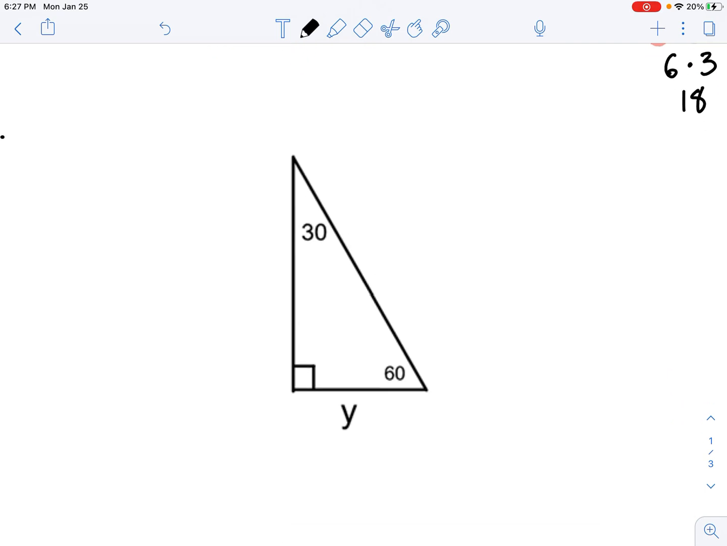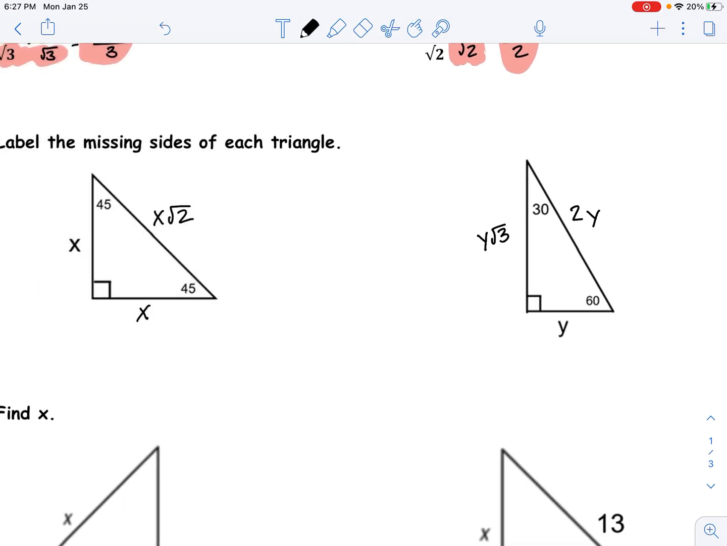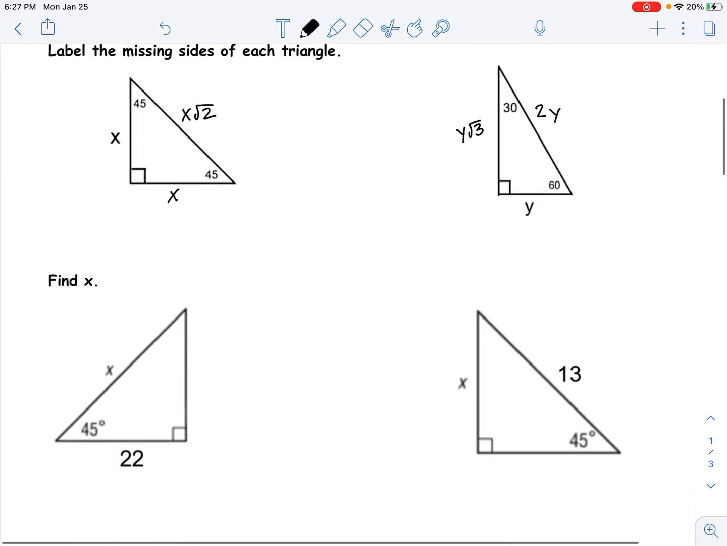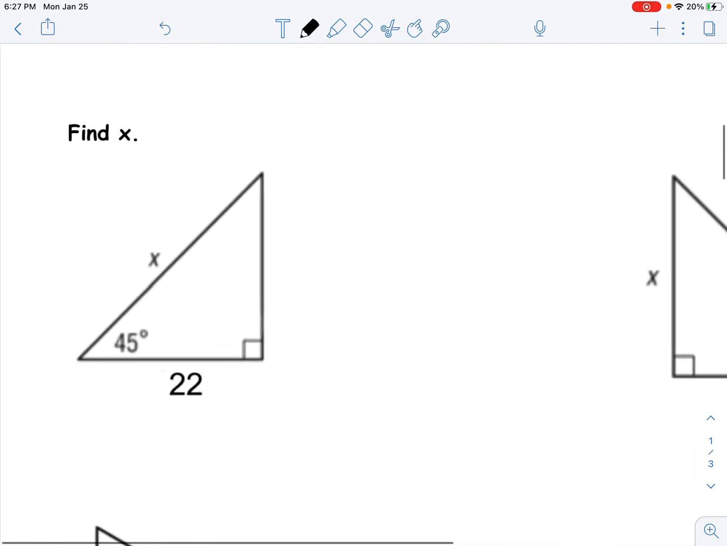Over here, I know my hypotenuse is double my smaller leg. Now, it's got a y there, so we're just going to use the y, but this would be the same thing as 2y. It's twice as big as y. This one over here would be y times the square root of 3. So those are your 2 templates. Usually this one over here is an x instead of a y, but we're going to go with the y for that one.